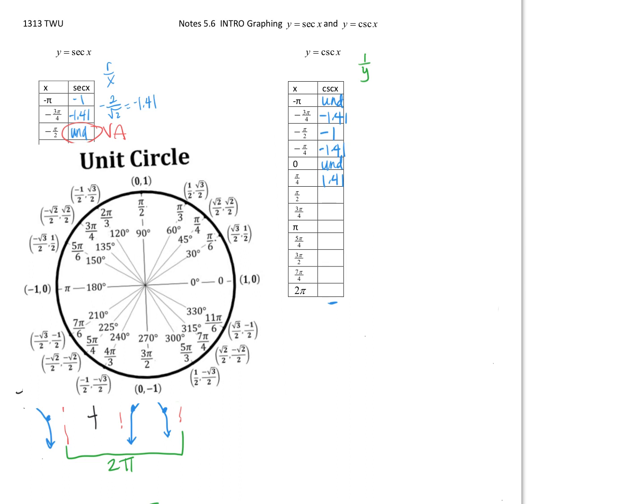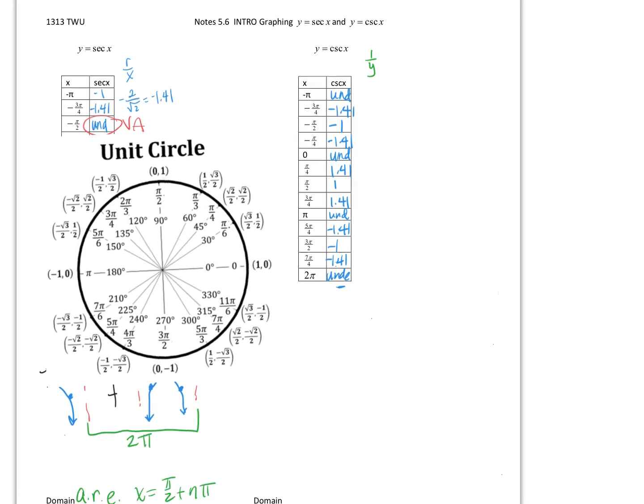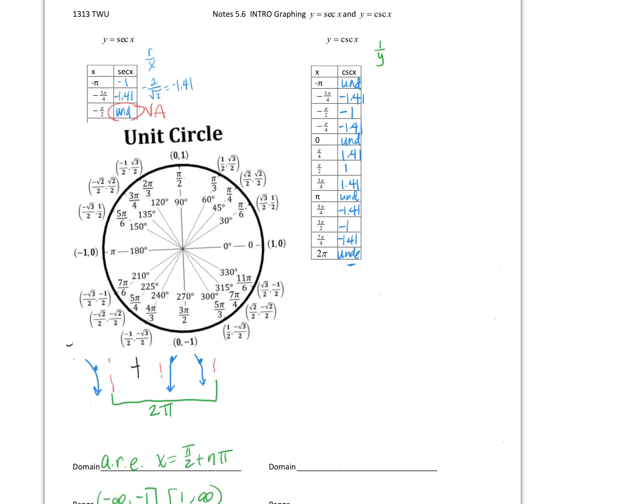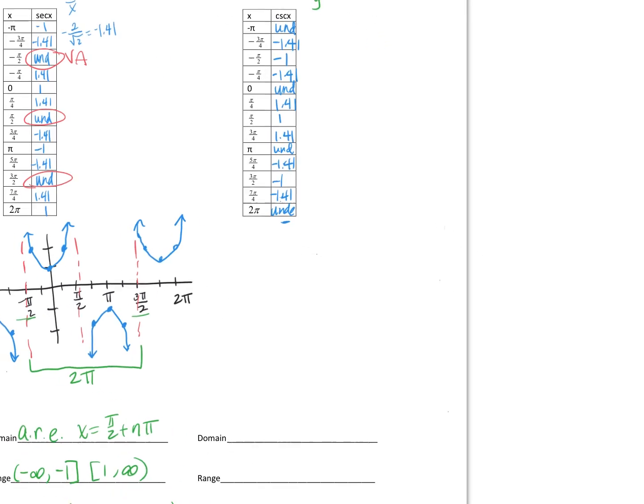At pi over 2, it's going to be 1. 3 pi over 4, it's positive 1.41. Pi, we're back to 0, undefined. And then it just kind of keeps repeating itself, doesn't it? All right, so let's take our unit circle off, and let's graph this guy.